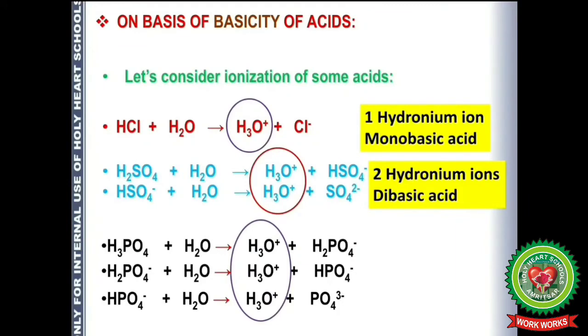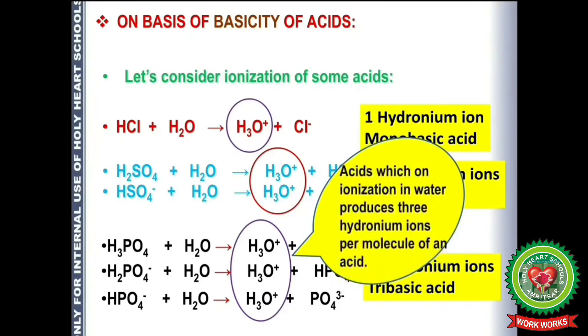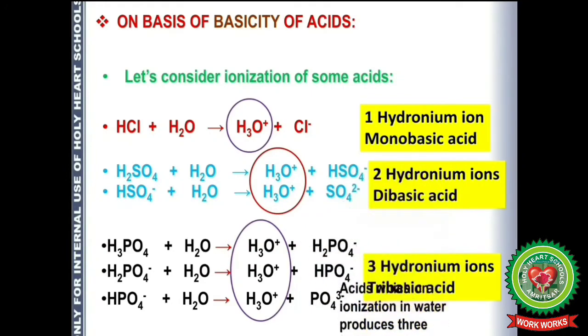The next case is of phosphoric acid. We know that this phosphoric acid is producing three hydronium ions. So it is termed as tribasic acid. So the acids which on ionization in water produce three hydronium ions per molecule of an acid are termed as tribasic acid.